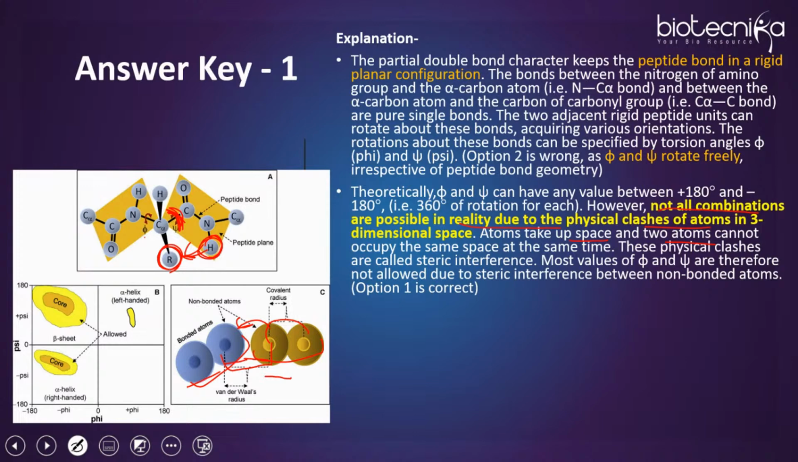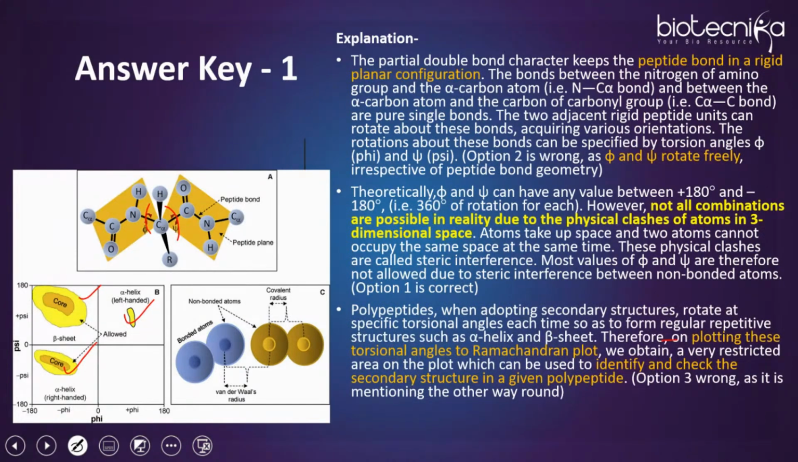That is why all angle rotation of phi psi is not possible, and it can take only certain phi psi values where it will form certain secondary structures. Okay, and the Ramachandran plot, if you plot your torsional angles, will tell you what secondary structure it may contain, and not the other way around. In option 3 it says that beta sheet and alpha helix restrict the phi psi, but no, by looking at the phi psi only you can tell what secondary structures it will take.